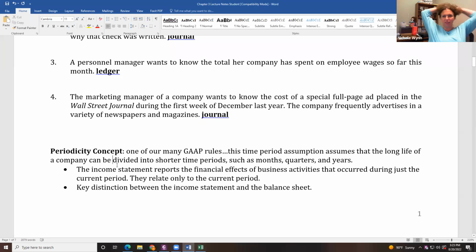Okay. So next concept is to talk to you a little bit about periodicity. Periodicity is the concept of breaking your business into periods. So when we do an income statement, it's for the month or for the year or for the week or for the quarter. And so breaking a business into periods allows us to compare one period to another period to see if we're doing better or how we're doing. And so the income statement is broken into periods. And we saw that in chapter 1 when we looked at an income statement for the month or a statement of retained earnings for the month.